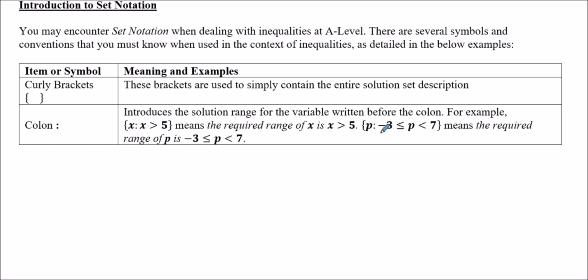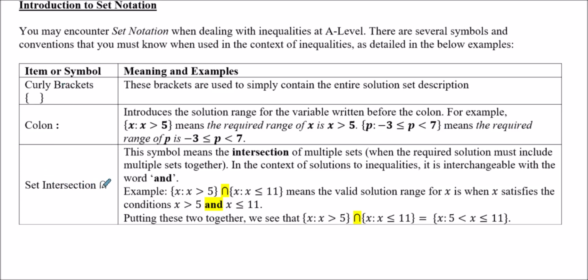Here's another example. It might not always be x, it might be p. So this here means p such that p is greater than or equal to -3, but less than 7. Or you can think of the colon as saying the required range of p is whatever follows it.